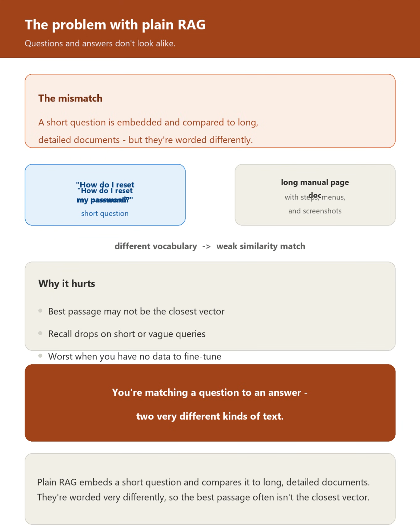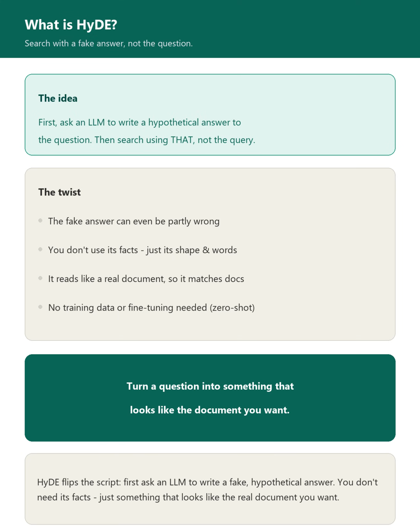Your user asks a short question, but the real answer lives inside a long, detailed document. The question and the answer are worded very differently, so embedding the raw question often misses the best passages. HyDE flips the script. Instead of searching with the question, you first ask a language model to write a fake, hypothetical answer. You don't care if it's factually perfect. You just want something that looks like the real document.